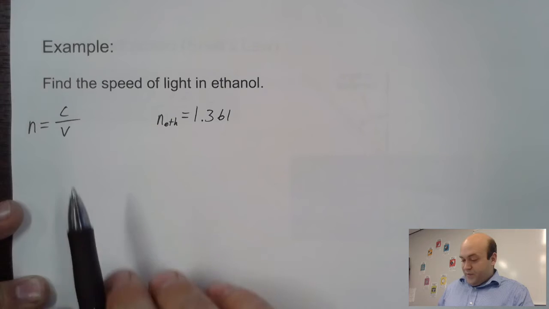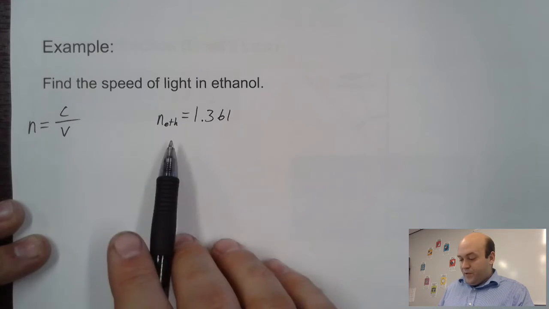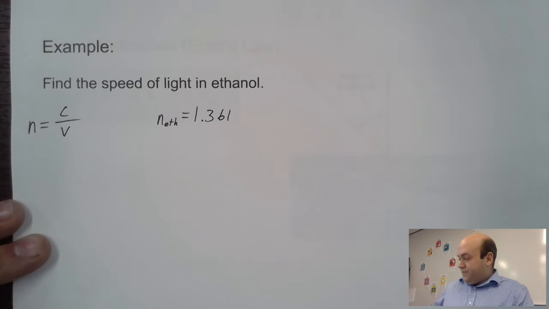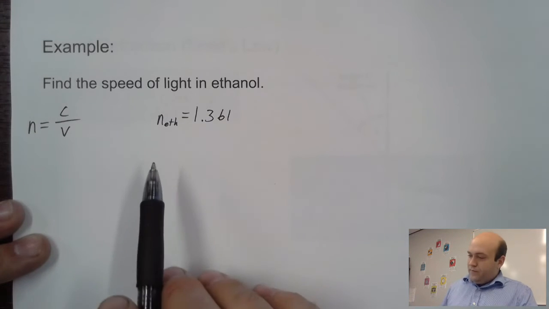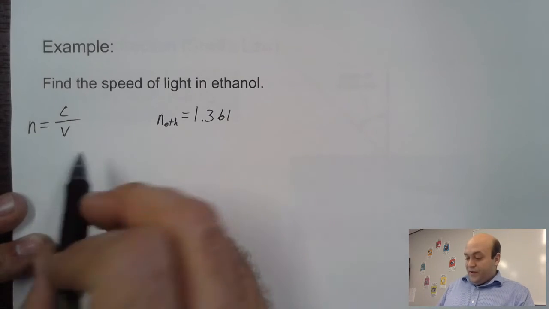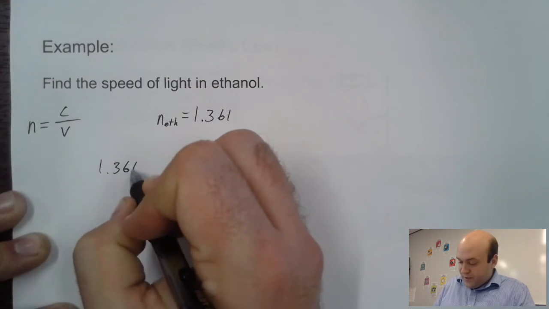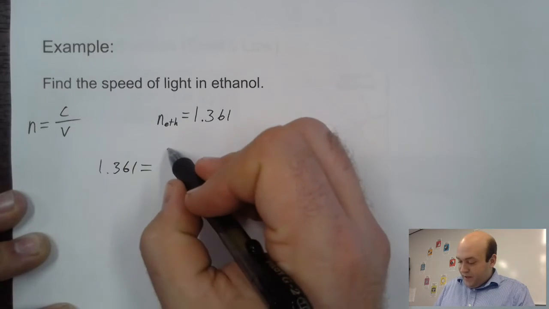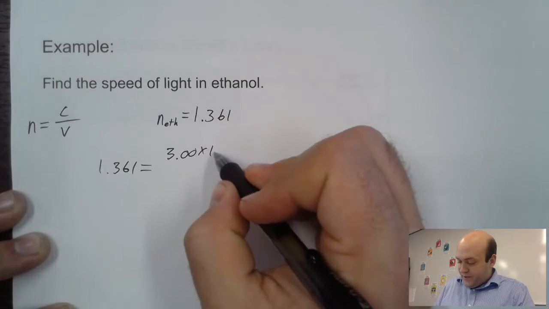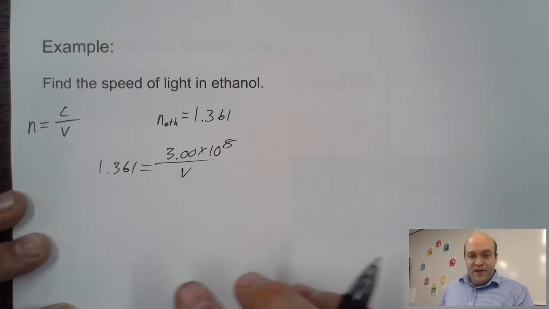So for this example, we would just want to find the speed of light in ethanol. So I've got the formula from before, and I looked up the index of refraction for ethanol from that table we just saw. So I can just plug into the formula here. I know the index is 1.361. I know the speed of light, 3.00 times 10 to the 8th. And I want to find the speed of light in the ethanol.